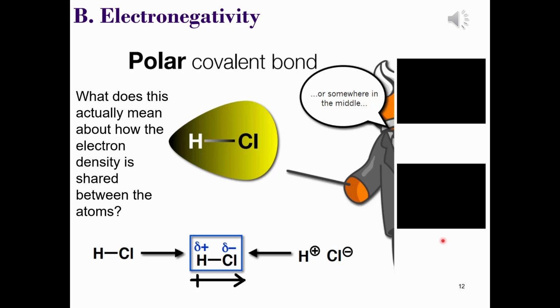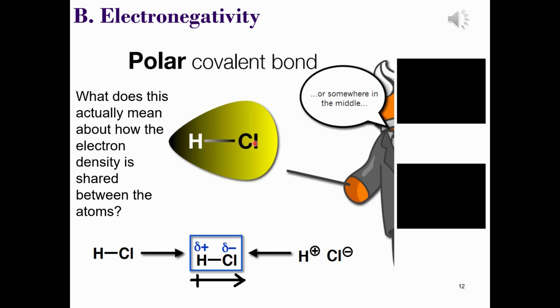So let's play the video and see what happens when hydrogen and chlorine approach each other. So when the hydrogen and chlorine approach each other, what you saw is that the electron density shifted from the hydrogen towards the chlorine. And the electrons are still on average found between those two atoms, but rather they are being shared in an asymmetric fashion.